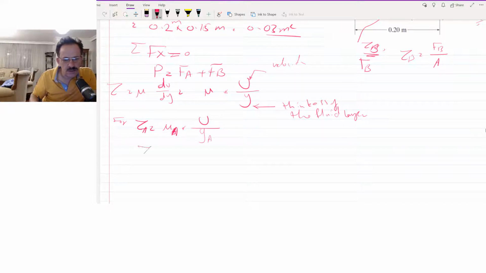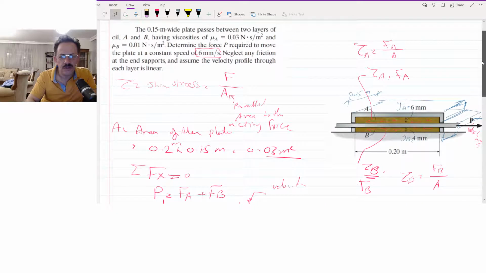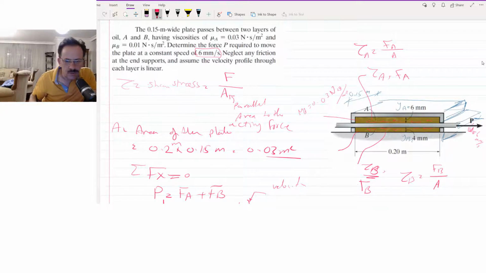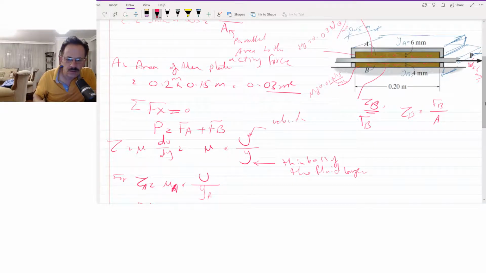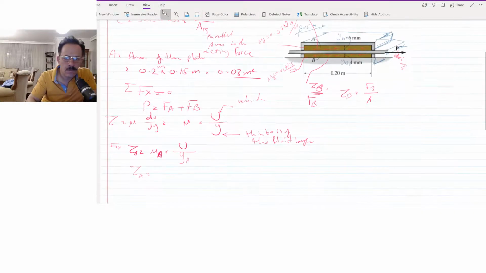So tau A is equal to viscosity at A, and the viscosity at A is 0.03 Newton second per meter square, and viscosity at B is equal to 0.01 Newton second per meter square. Now I'll go back to the equation.